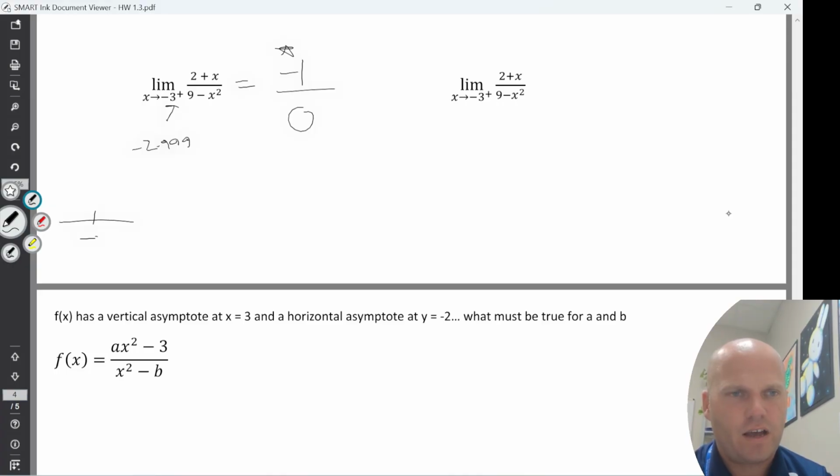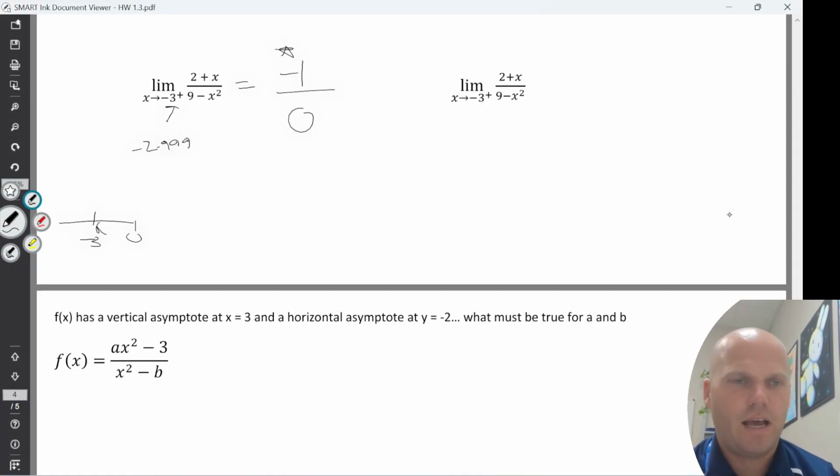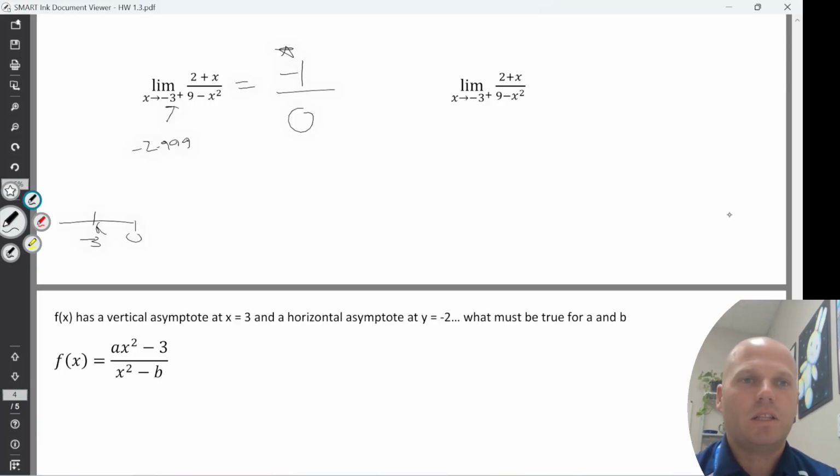Be careful with negative values and which direction is which. A lot of students make that mistake. If I take negative 2.999 and square it, it's going to be less than 9. 9 minus that would give us something close to 0 that's positive. That's why this answers that.